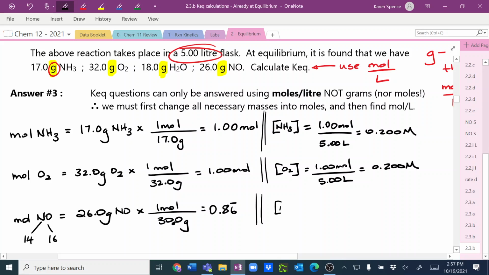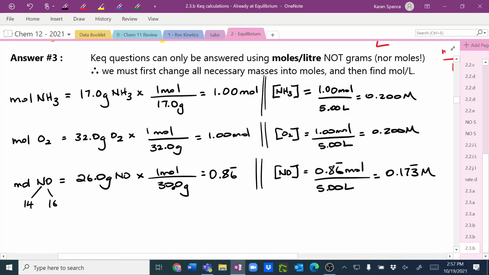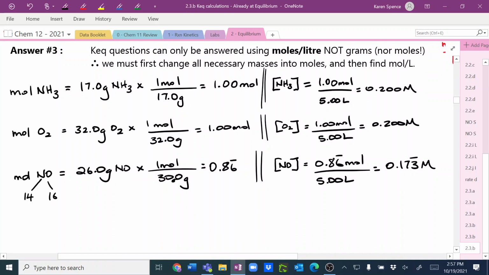And our concentration of NO then is 0.86 repeater moles over 5.00 liters. Oh, 0.173 repeater molar. And again, I'm not done my calculation, so I'm not going to worry about the fact that I've got a repeating thing there. Now what?